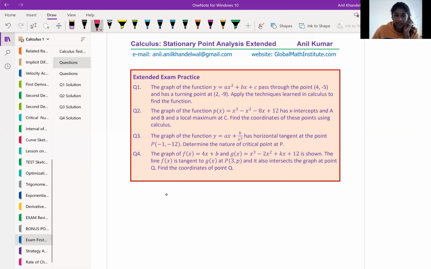Correct. Question 3. The graph of the function y equals ax plus b over x squared has a horizontal tangent at the point P (-1, -12). Determine the nature of the critical point at P. Perfect. And question 4. The graphs of f of x equals 4x plus b and g of x equals x cubed minus 2x squared plus kx plus 12 are shown. The line f of x is tangent to g of x at the point (3, p), and it also intersects the graph at point Q. Find the coordinates of point Q.